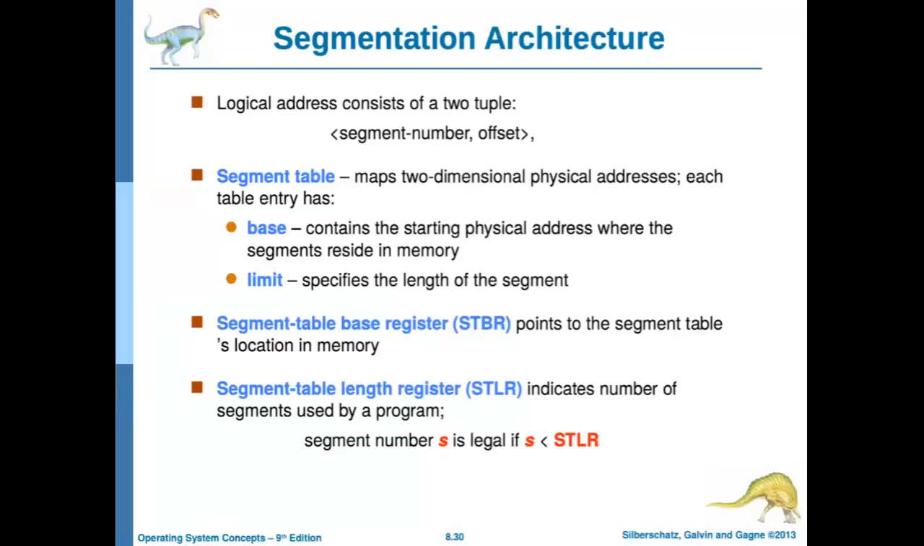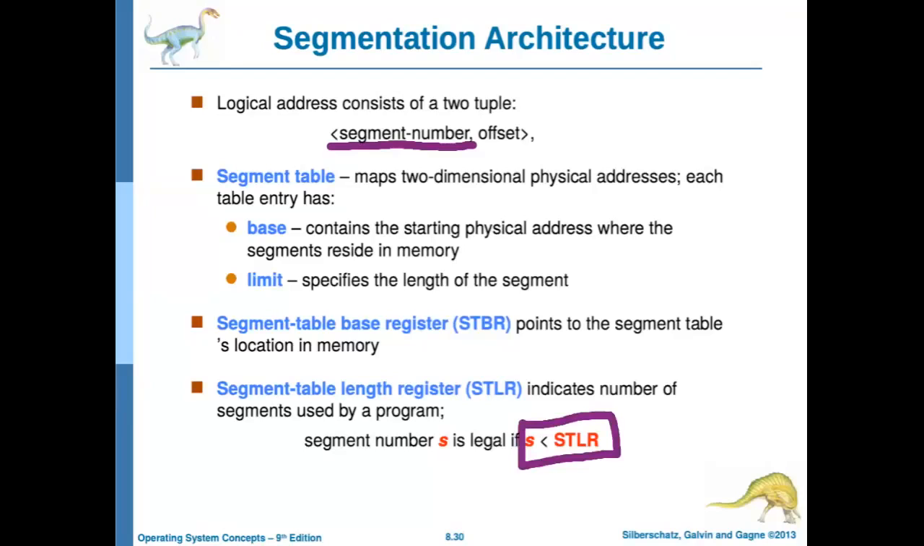So in the logical address on the top, if you can see it here, the segment number is valid or legal if and only if its value is less than STLR. So in the previous case where I mentioned 4 segments, if there is a logical address with segment number 7, that is invalid, that is illegal. Why? Because the program has just 4 segments. We cannot have a 7th segment there, right?